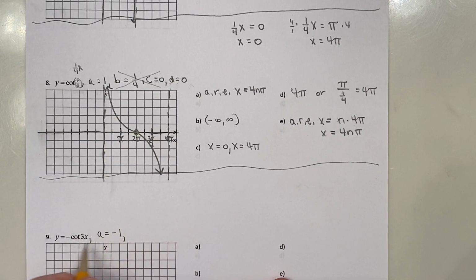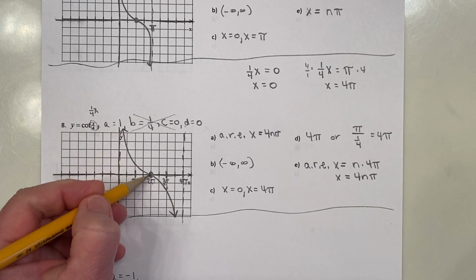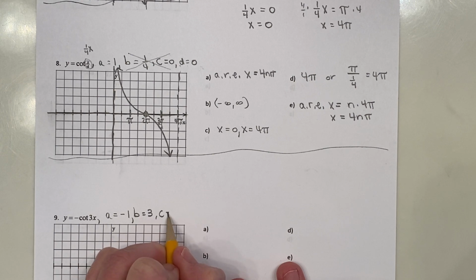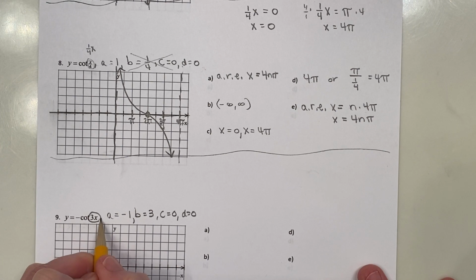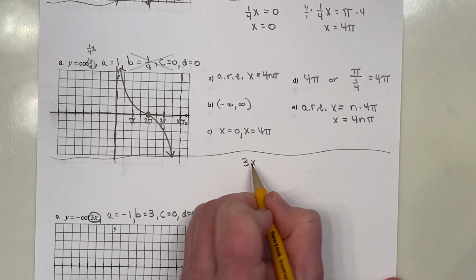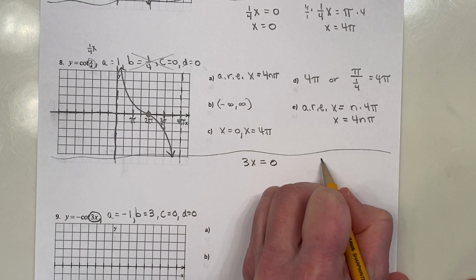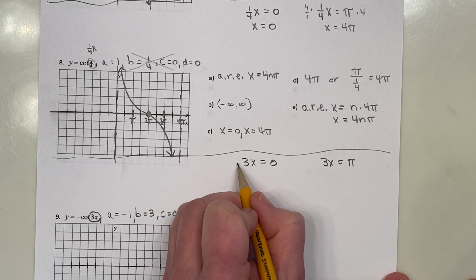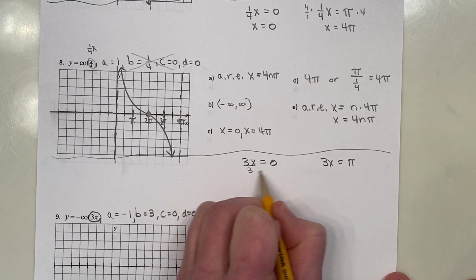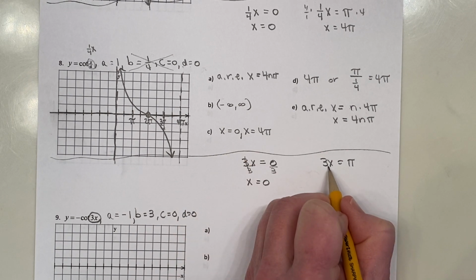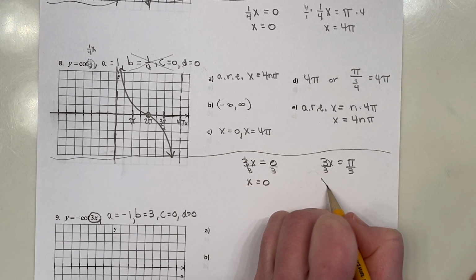Okay, A is -1, so we're going to reflect cotangent, so that's going to make it look like a tangent graph. B is 3, and we have 2 zeros here. All right, let's take B, x minus c, or just 3x in this case. Set it equal to 0, and set it equal to pi. I'm not going to multiply by 1/3, might as well just divide by 3, because there's no fractions over here. So x equals 0, and x equals pi over 3.